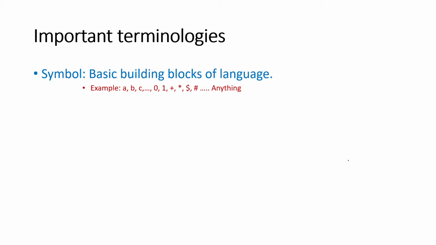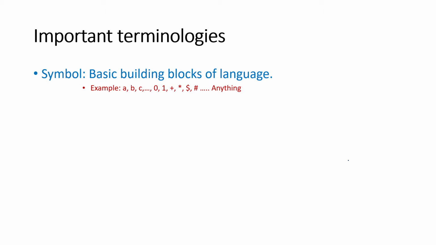a basic building block of any language. For example, if I ask you about binary language, and if I ask you what should be the symbols present in a binary language, you will say it's 0 and 1, that's all, because it is binary. If I ask you about the basic symbols present in English language, you will say that it is small a to small z, capital A to capital Z, and all. Like this, it depends upon the language that we are trying to generate.